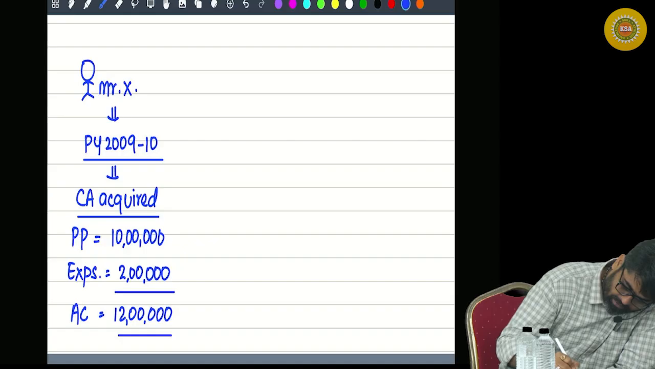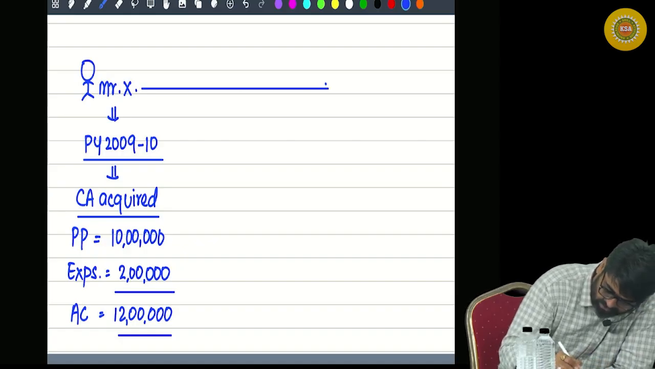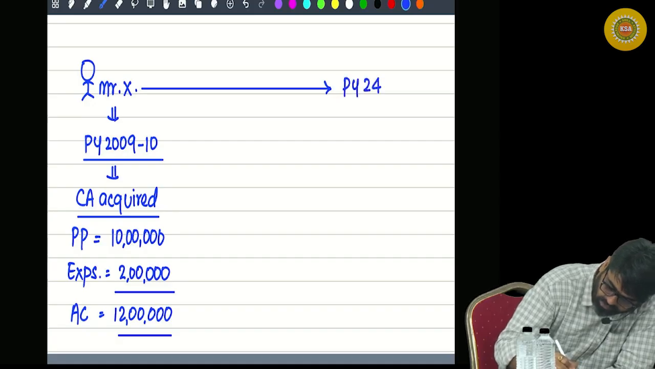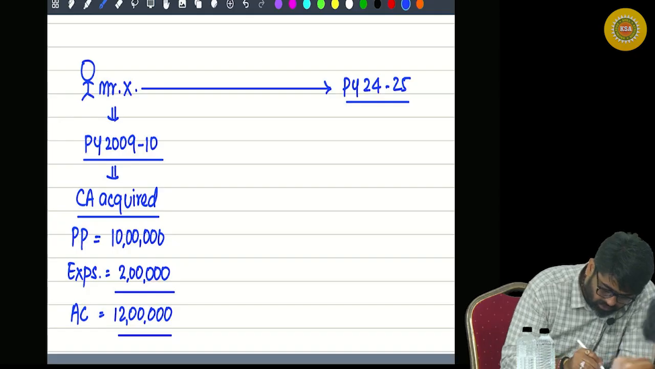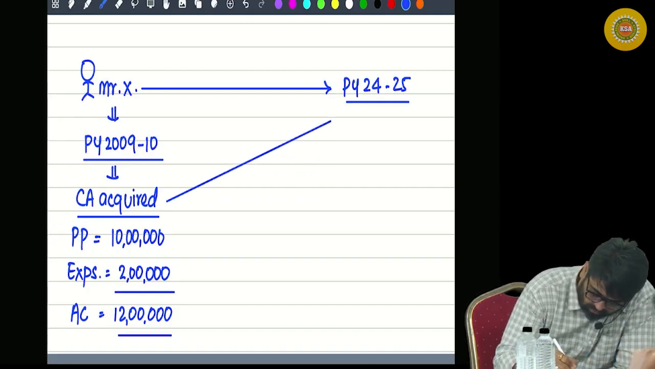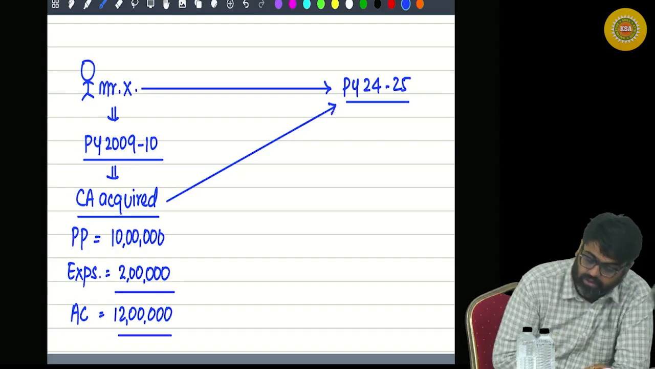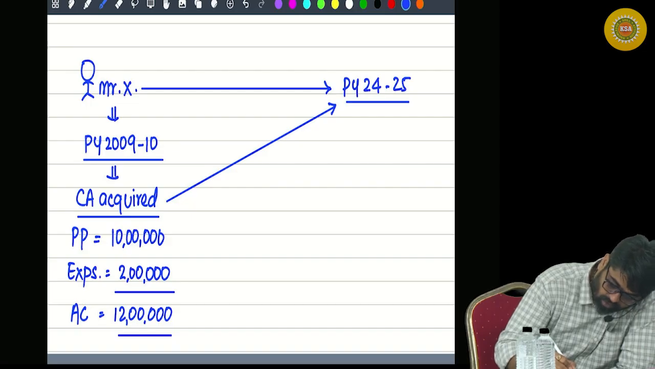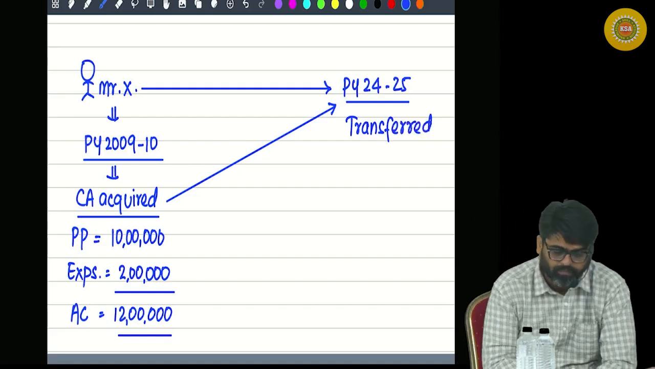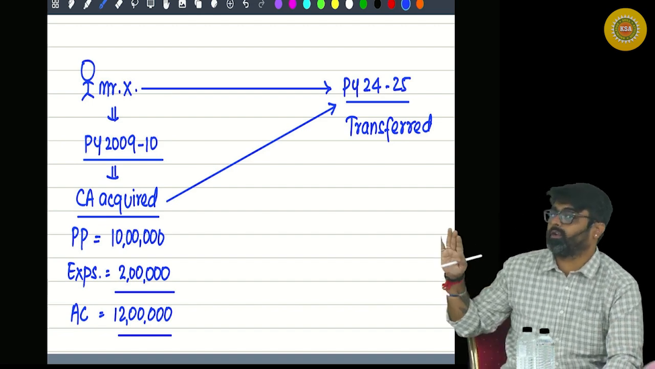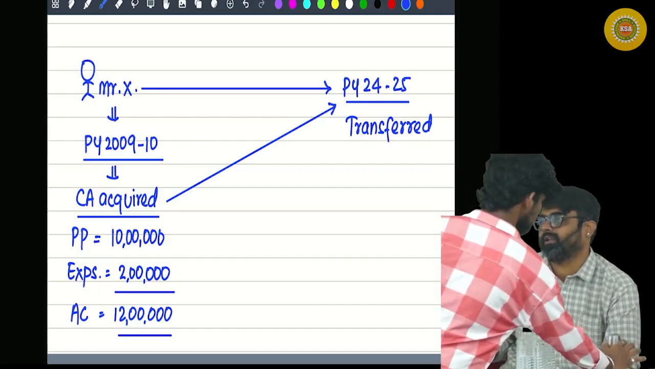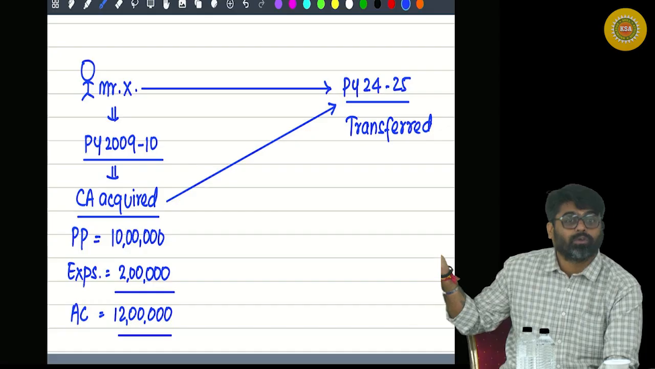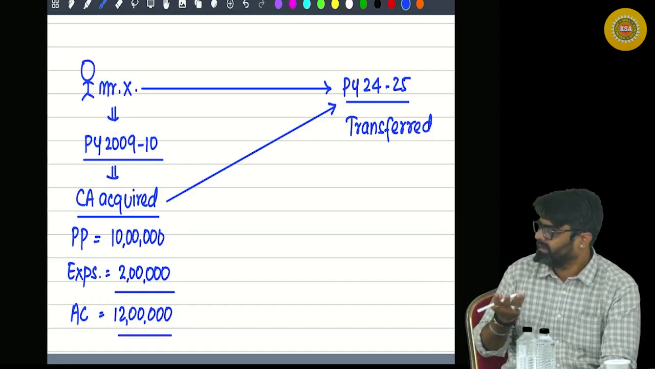And this same person, Mr. X, in the previous year 24-25, the same capital asset which was acquired in 2009-10 was transferred. Now tell me, transferred means it could be sold, exchanged, relinquished, there can be extinguishment of right in the capital asset. There can be conversion into stock in trade, compulsory acquisition, many things can happen, yes or no?